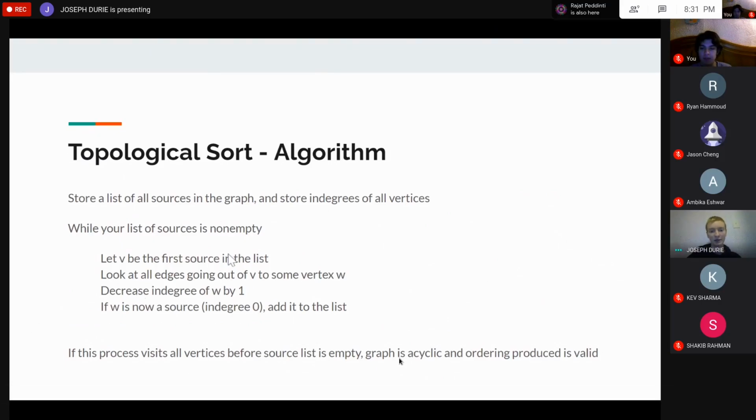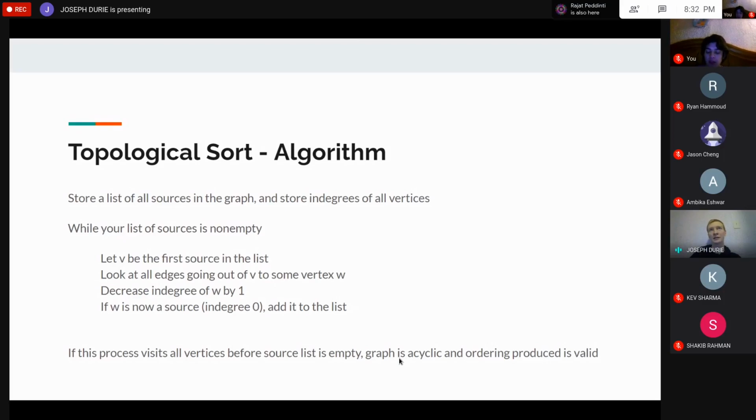We look at all the edges going out of V to some other vertex, let's say that vertex is W. Instead of actually removing the edge, we can just decrease the in-degree of W by 1. Once the in-degree of W hits 0, then we know it's a source, so we can add it to our list. You keep doing this while your list of sources is non-empty.